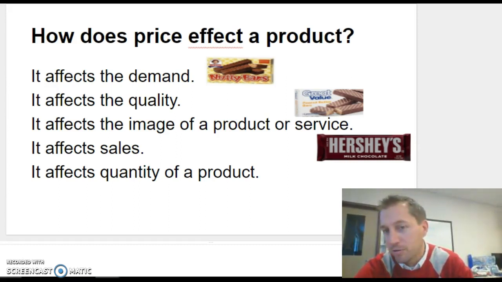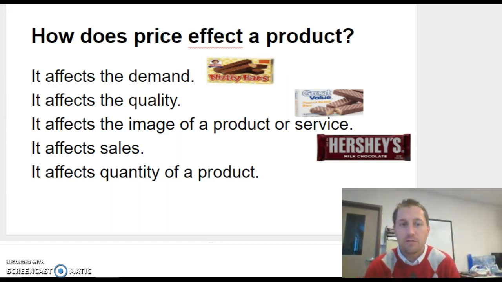So find me pictures. Don't use mine. Get rid of mine. Plug your own in. Some relative pictures to how price affects the demand of a product, how price affects the quality, so forth and so on. All right, that's that slide.